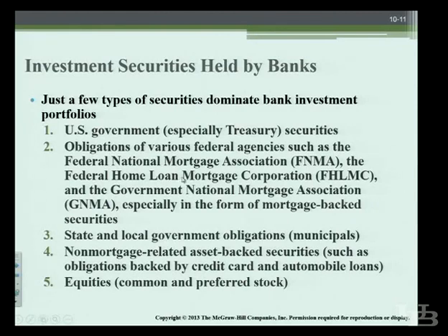Primarily, banks tend to invest in U.S. government or Federal National Mortgage Association securities, which are securities backed by mortgages, or state and local government securities. And they, of course, have their own common stock and preferred stock. Please note, banks cannot invest in other companies' common and preferred stock. These are their own.